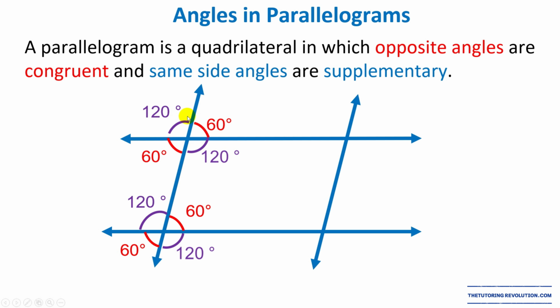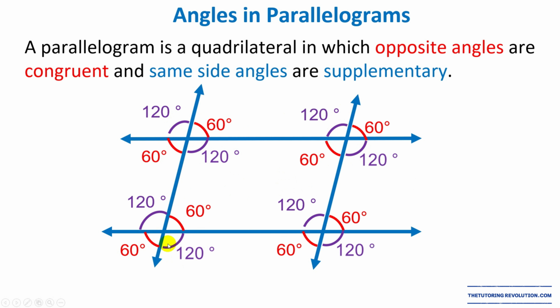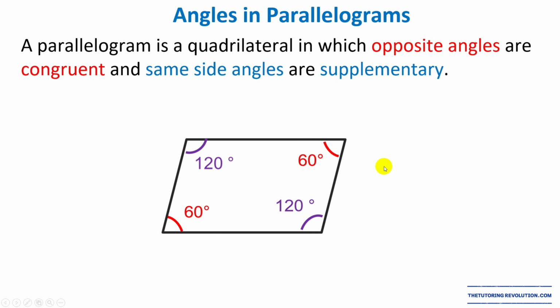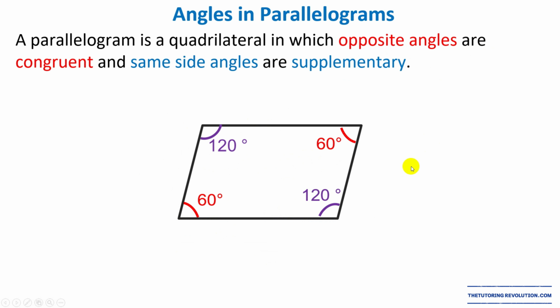But basically, these angles here and these angles here are the same. Same as these and same as these. So all of these are going to be the same. Now, what we're going to do here is erase all the exterior angles and just focus on the interior angles of the parallelogram. We can see that the opposite angles are congruent. This is 60, this is 60, and this 120, and this 120. So that's the first property about angles in parallelograms, that opposite angles are congruent.